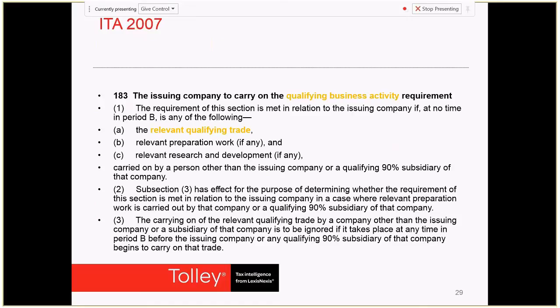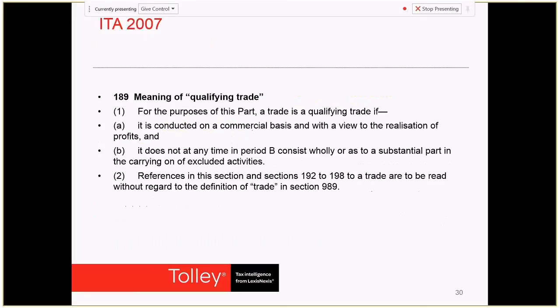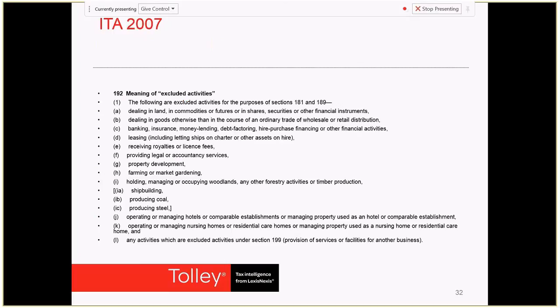So, qualifying business activity is a relevant qualifying trade. What's a qualifying trade? It's not excluded activities. What are excluded activities? It's not one of these, yes? And what I've highlighted here are things that are quite common, or maybe I've come across in a past paper question, because you never know, that might come up again.